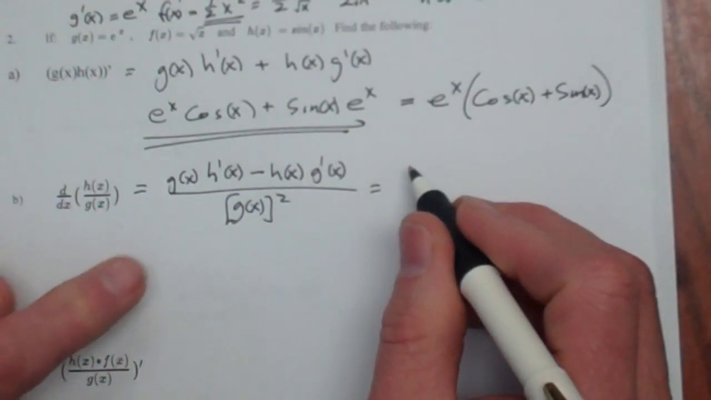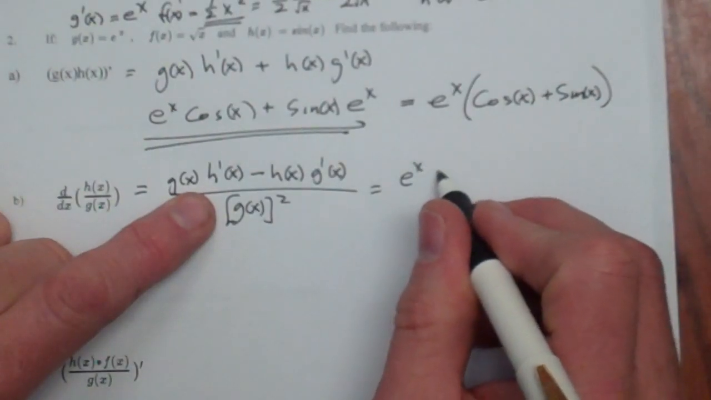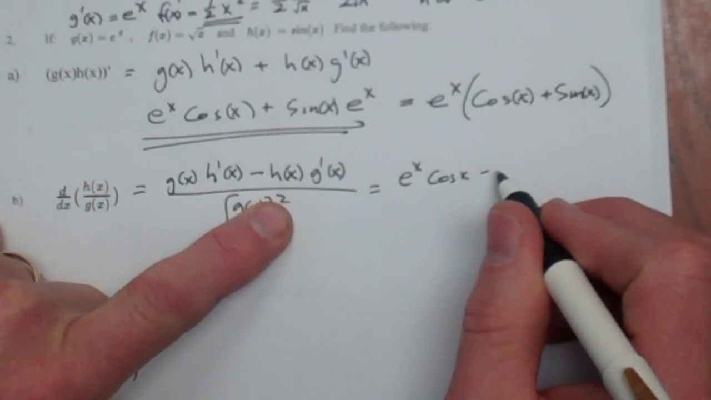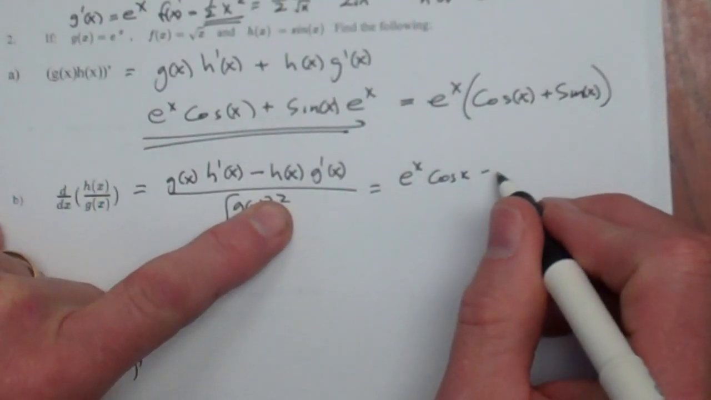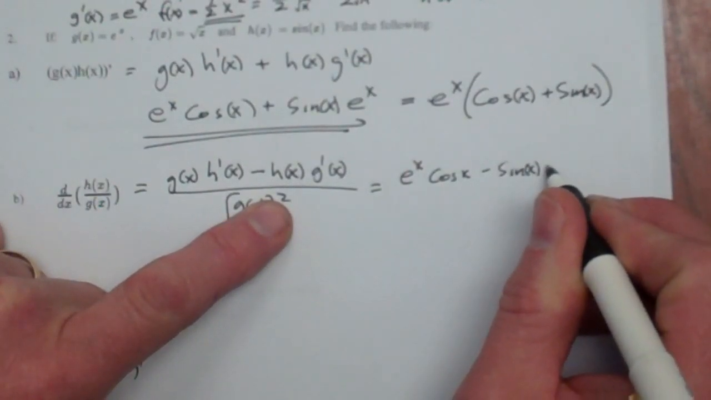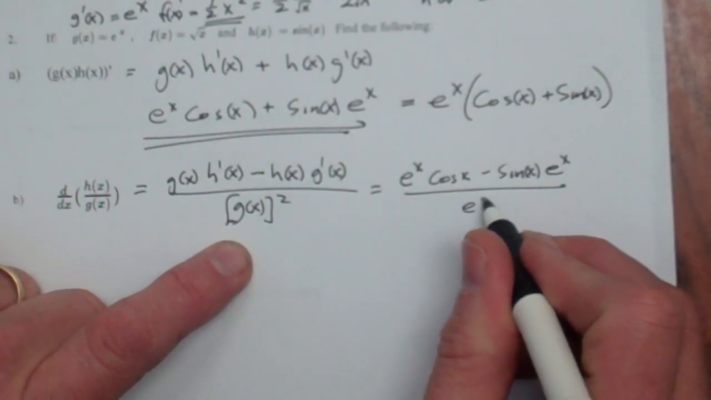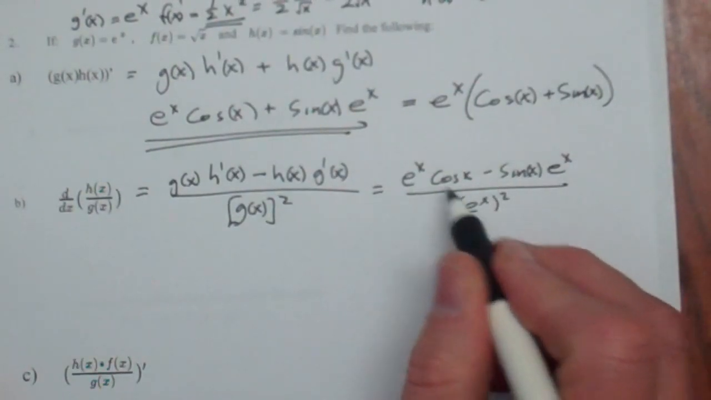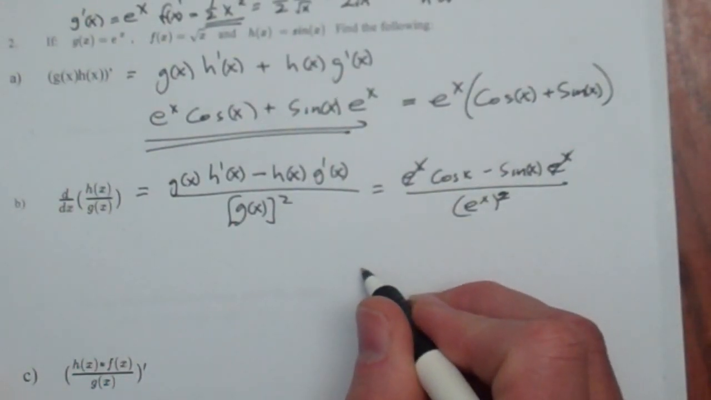So again I'm just going to substitute in. g of x is e to the x, h prime of x is the cosine of x, minus the sine of x. Actually, if you look at it, it's going to be the exact same thing up above, but with a subtraction sign in there, and minus sine of x, and then e to the x, all over e to the x squared. Well, now in this case you can cancel an e to the x everywhere. So I can cancel one there, cancel one there, cancel one there, and it would be good.